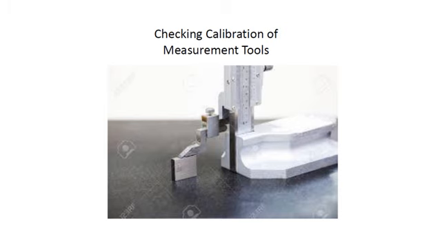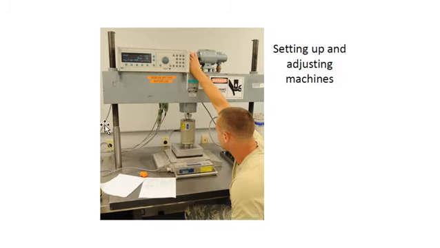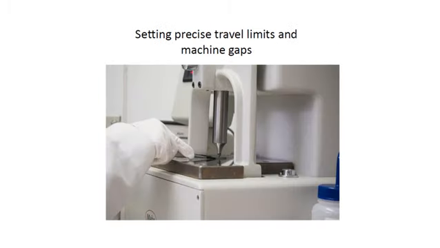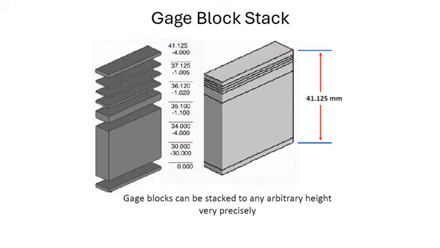We also use it to check the calibration of the measurement tools. Then we use a gauge for setup and adjusting the machines. Then we use it for setting the precise travel limits and your machine gaps. Okay, here is your gauge. So these are all the applications that we use. Okay, gauge blocks.